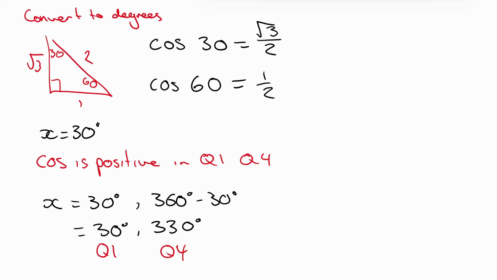Identify where your solution is true. In our case, cos is positive in quadrant 1 and 4 for this example. You then go find those degrees that satisfy that equation.